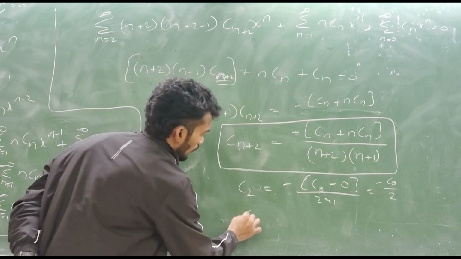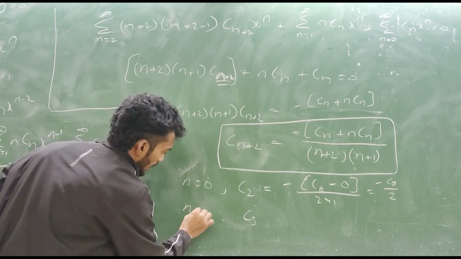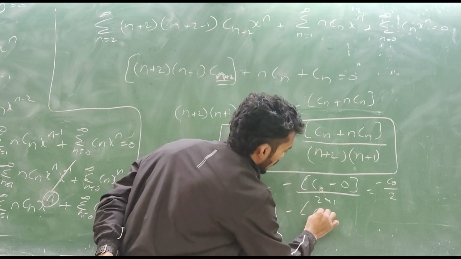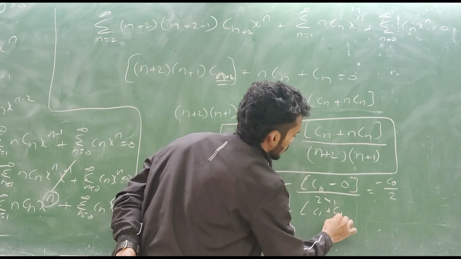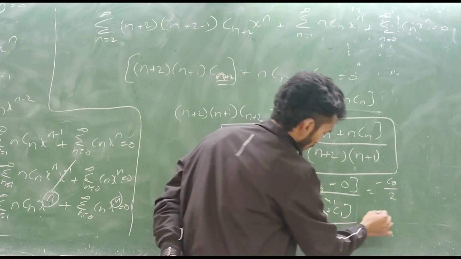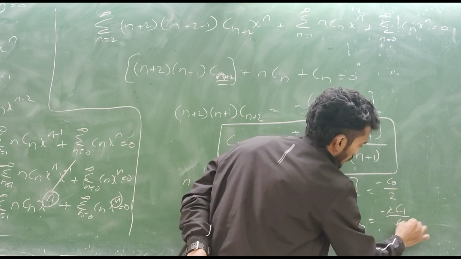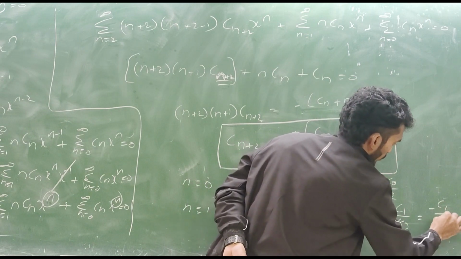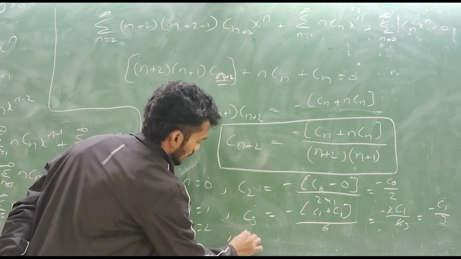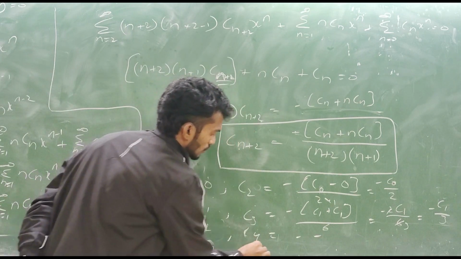Similarly, we need to find the value of C3. That is, n equal to 0 gave the C2 value, and n equal to 1 gives the C3 value. C3 is equal to minus of C1 plus C1 divided by 3 into 2, so we get minus 2 C1 divided by 6, that is minus C1 upon 3. Similarly, we need to find the values for n equal to 2, that is C4, and n equal to 3 and so on.